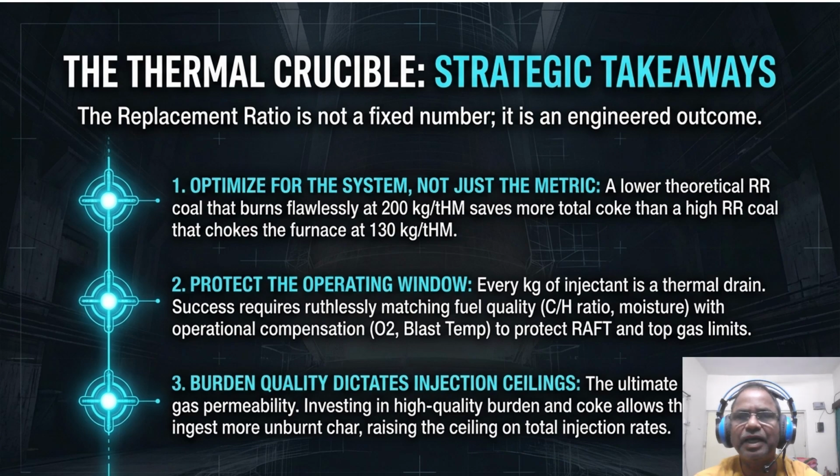The second is every kilogram of injectant is a thermal drain. You must ruthlessly protect your flame. And third is your burden quality dictates your injection ceiling. So better coke allows the furnace to ingest more unburned char. So the replacement ratio is not a fixed number, it's an engineered outcome. So master the window and you master the cost of the iron.